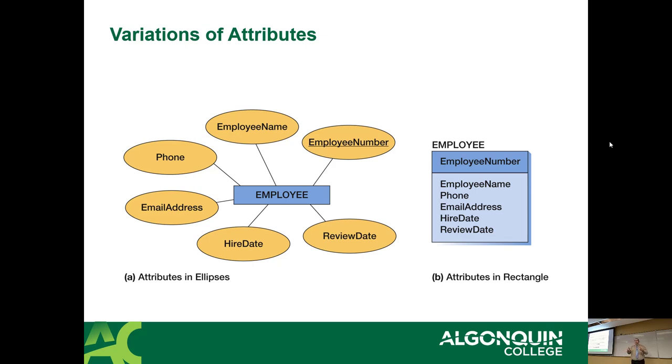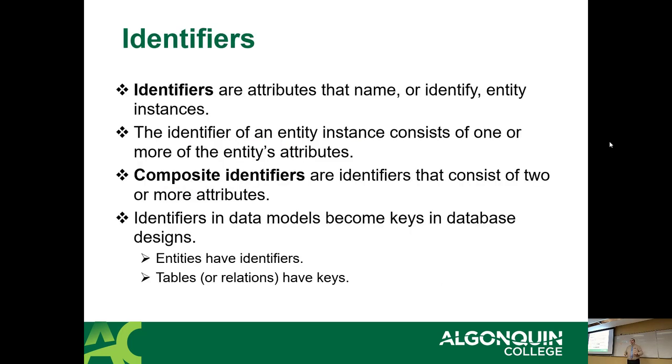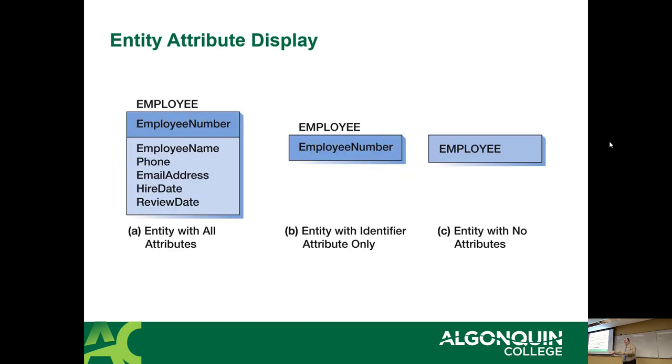All right. I am skipping identifiers because we already talked about it ad nauseum. So using the square box approach, there are three ways of displaying this. In other words, three levels of detail. Depending on which software you use, it will give you the choice of how you want to display this. They'll either let you put in just a box with the entity name like employee, or the one with just the identifier, or the fully detailed one.